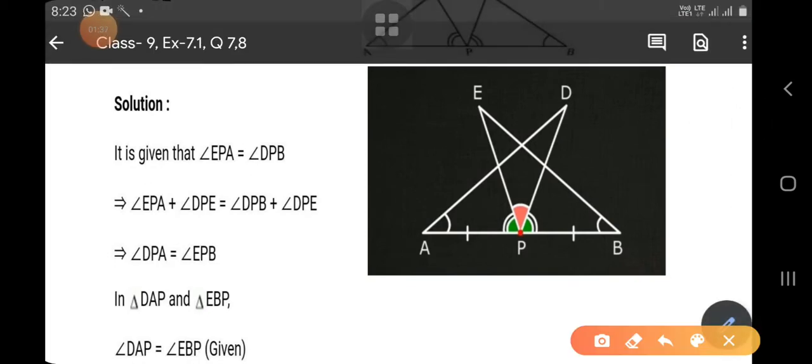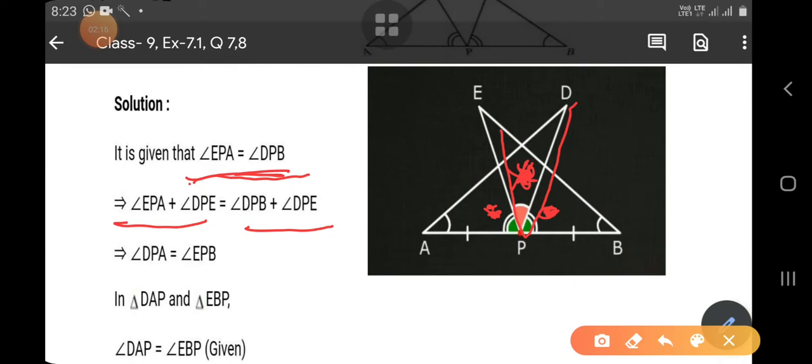See here, it is already given that angle EPA is equal to angle DPB. That means this angle is equal to this angle. Since both the angles are equal, first we add the middle angle to both sides. The name of this angle is DPE. We add this angle on the left side and also on the right side by Euclid's formula.